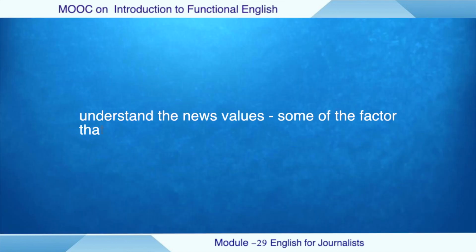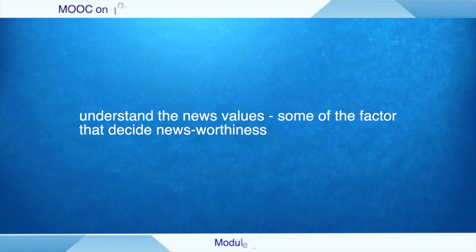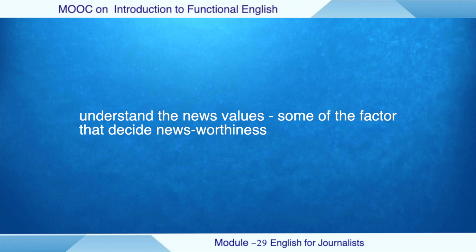The journalist has to understand the news values. These news values are used to identify and prioritize newsworthy stories. News values are basically the criteria which help the journalists or the editors to decide whether a particular happening or event needs to be followed up, or whether it could be used in the newspaper or not.